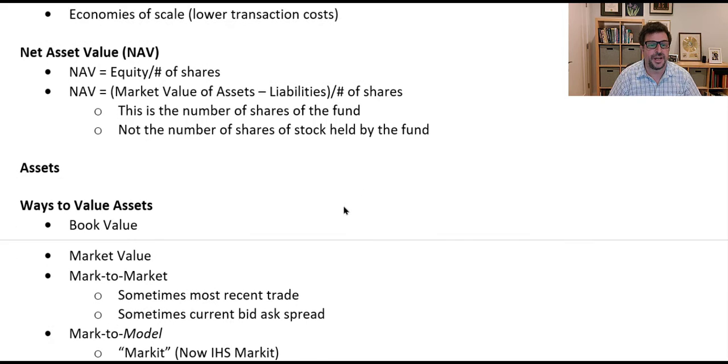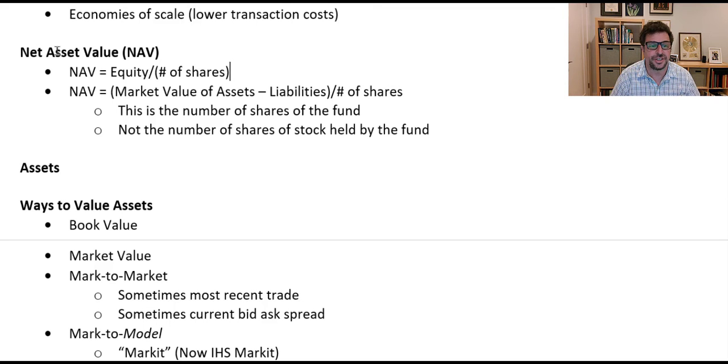Okay, let's talk about the net asset value. The net asset value is equal to the equity in a fund divided by the number of shares issued by the fund. Now the equity is going to be the market value of the assets minus any liabilities, and again, we're going to divide that by the number of shares.